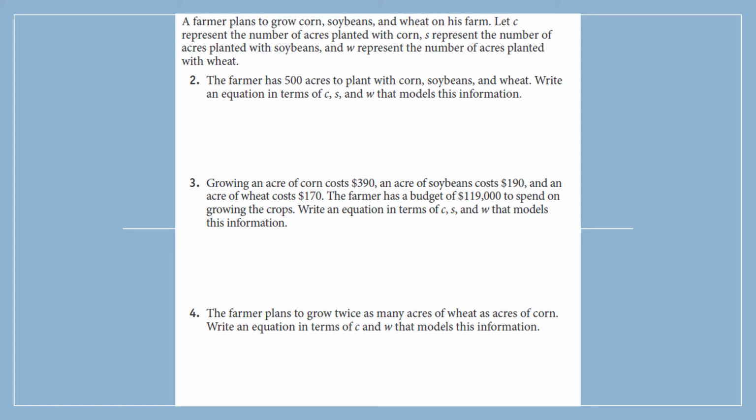Please don't copy me. Think about that. So basically, corn plus soybeans plus wheat has to equal 500.